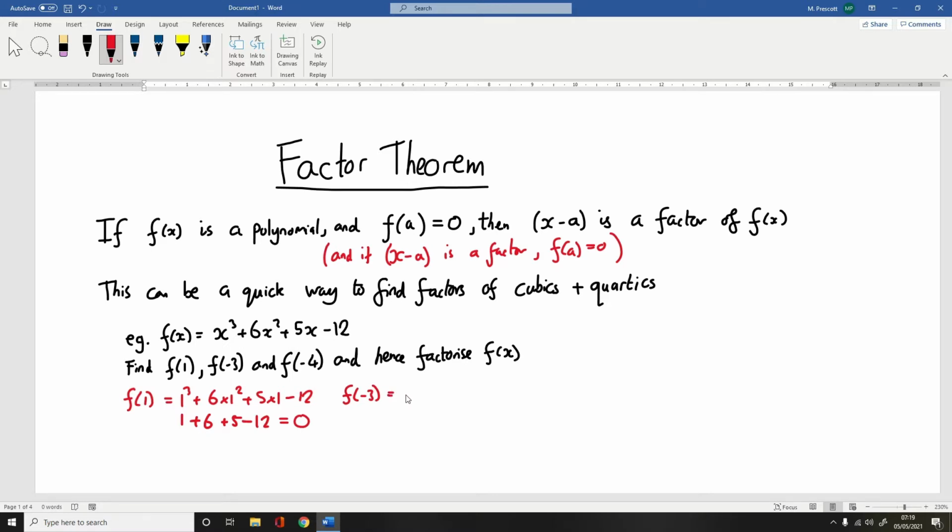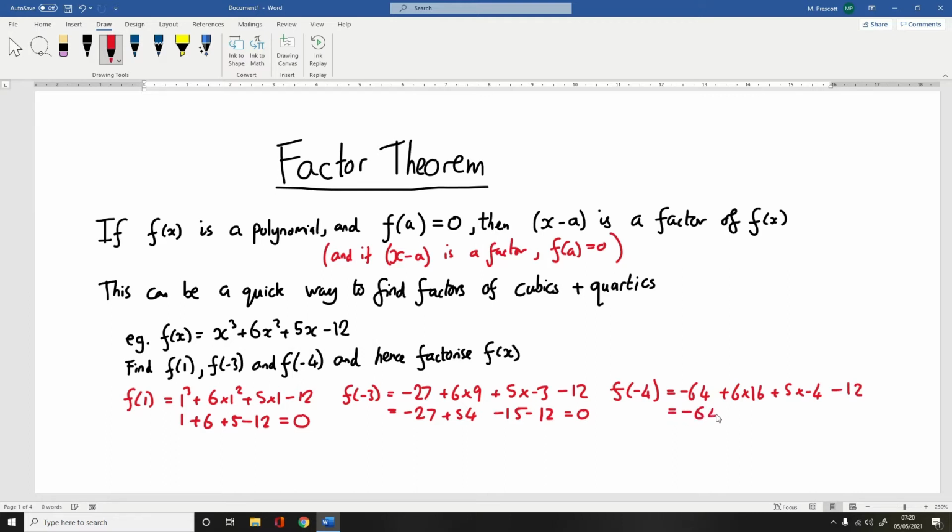I reckon you could probably get away with saying like this is minus 27, this is 6 times 9, remember everything squared is positive, 5 times minus 3, minus 12, so this would be minus 27 plus 54, minus 15 and minus 12, and that is 0 as well. And let's do the same with minus 4, this would be minus 64 plus 6 lots of 16, plus 5 lots of minus 4, minus 12, so that would be minus 64, add 96, minus 20, minus 12, and yeah, that gives 0 as well.